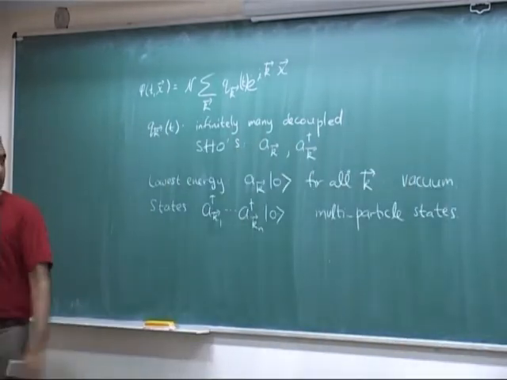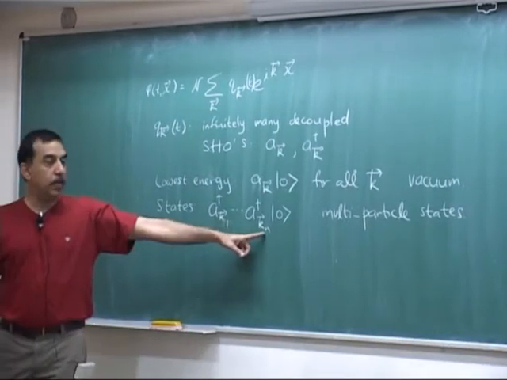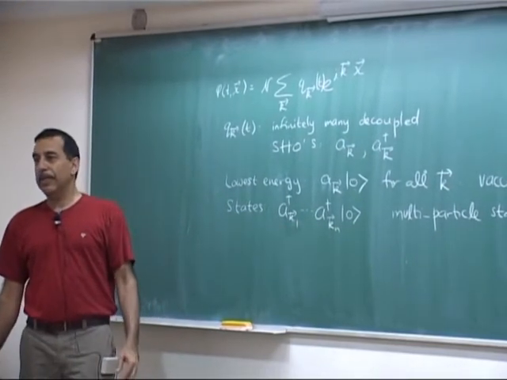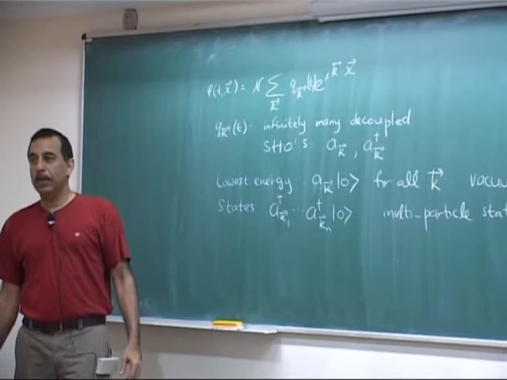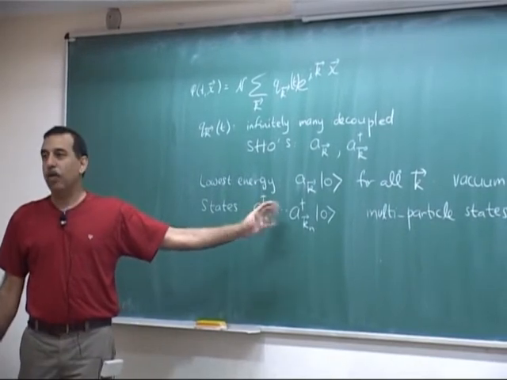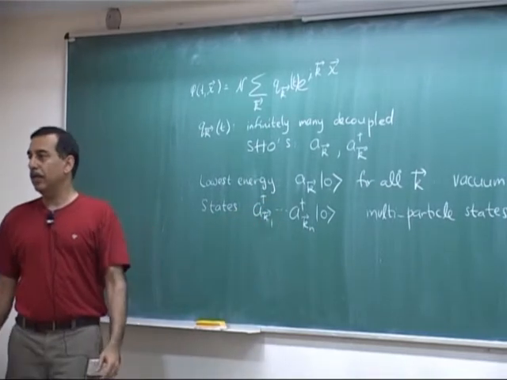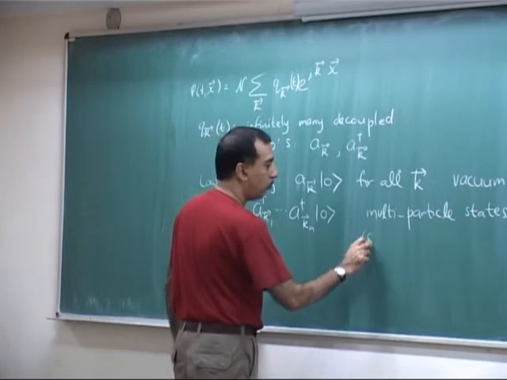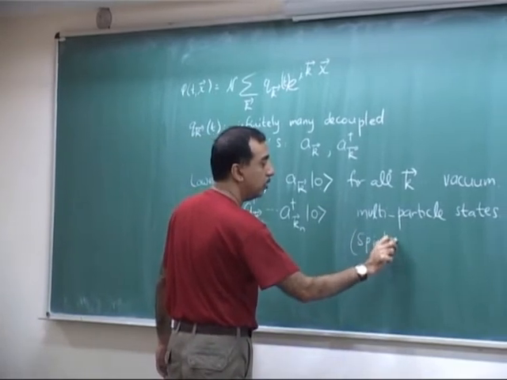And from the fact that for one chosen set of momenta k1 up to kn, there's only one state, not many states, we deduce that these particles are spinless. And from the fact that we can permute the order of these A daggers, we also deduce that they satisfy Bose statistics. So these must be spinless bosons.